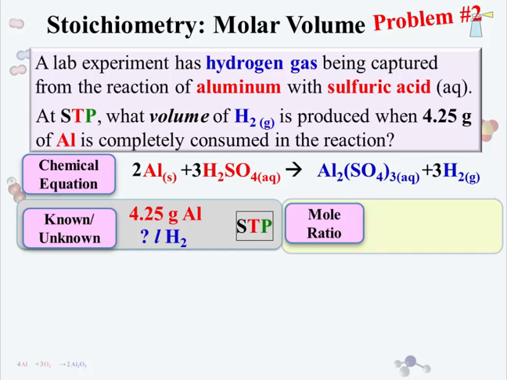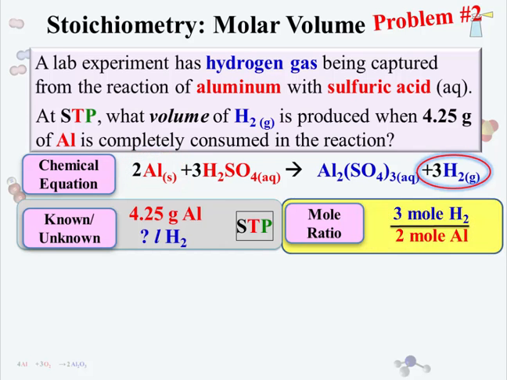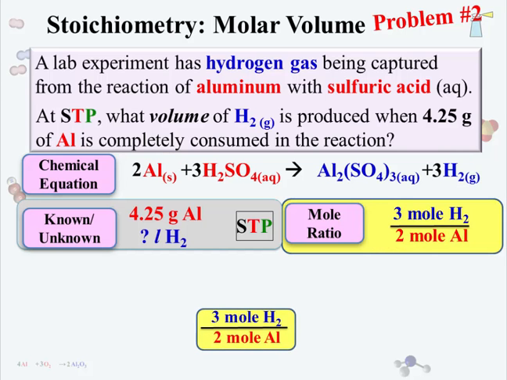Step 3 is to find the mole ratio from the balanced chemical equation. The desired substance in this problem is the hydrogen gas. The balanced chemical equation says that there are 3 moles of this gas. The current or known substance is the aluminum. There are 2 moles of that substance. The mole ratio is therefore 3 to 2, hydrogen to aluminum. The first 3 steps are complete, and the mole ratio is inserted into the center of the solution equation.